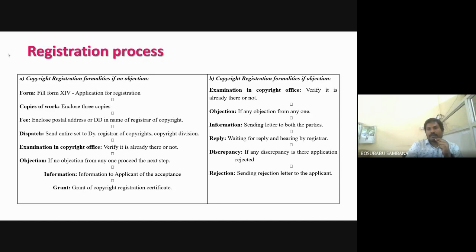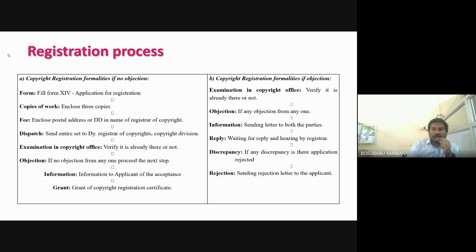Copyright registration can be done in other modes as well. In the examination at the copyright office, they verify whether the work already exists through the copyright database, WIPO, PCT, USPTO and many other sources. If objections occur, there is a call for objection, which you overcome by giving information through letters and replies as proof of originality for the works. If there is no objection, the grant is finally secured.